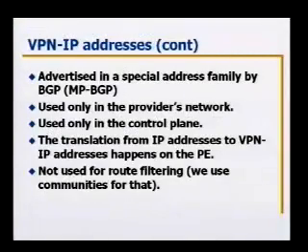So let's revisit the same example from before in a minute and see how VPN IP addresses help us there. The VPN IP addresses are advertised by BGP in a special address family, and they're only used in the provider's network in order to provide uniqueness of the addresses advertised. The translation between VPN IP addresses and normal IP addresses happens on the PE. And bear in mind, the route distinguisher is not used for route filtering and is not used to identify the VPN in any way. It's just an artifact that helps us make addresses unique.